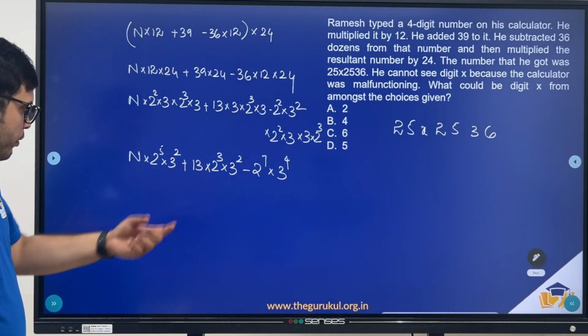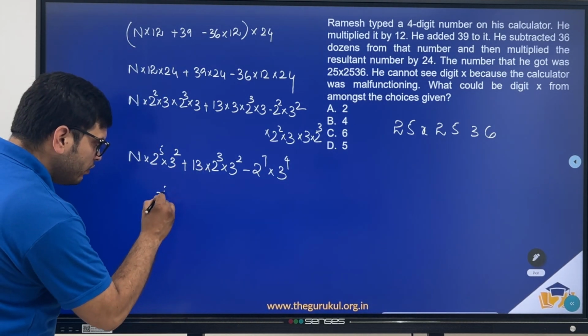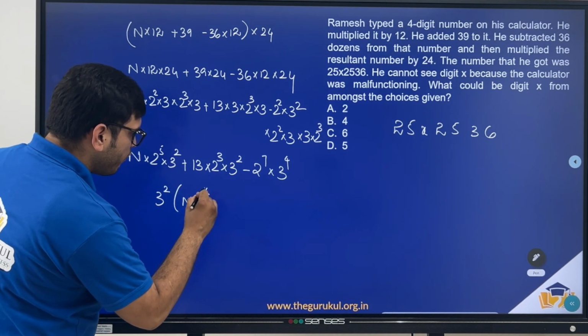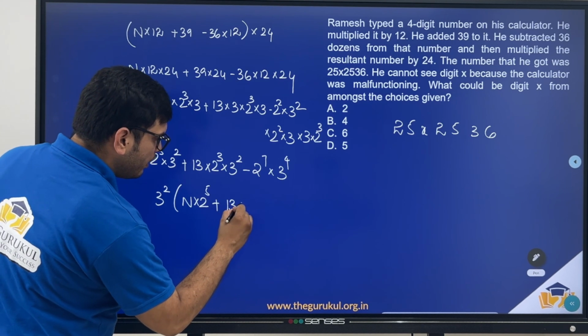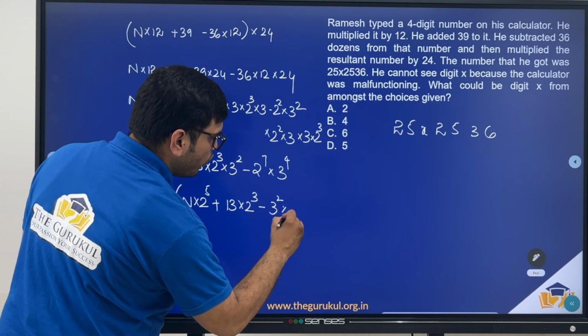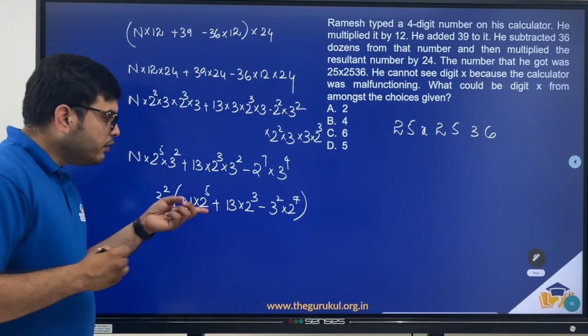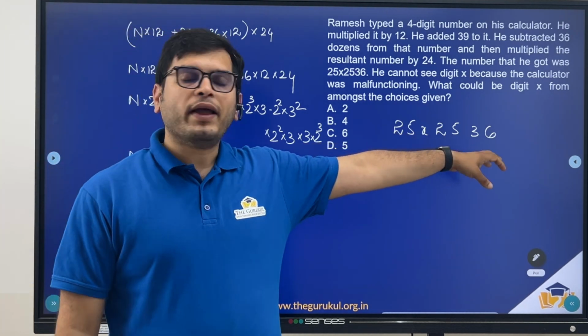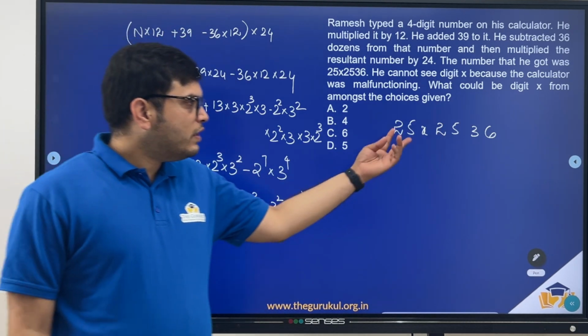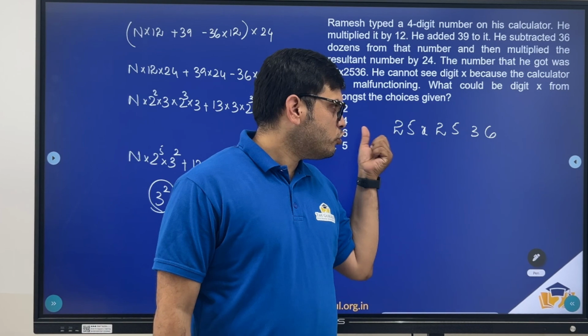Now what can I take common? I can take 3 square common. So this will be n into 2 power 5 plus 13 into 2 cube minus 3 square into 2 power 7, and this is in the form 25x2536. Now what is 3 square? 9. So this has to be a multiple of 9, so this should be divisible by 9.